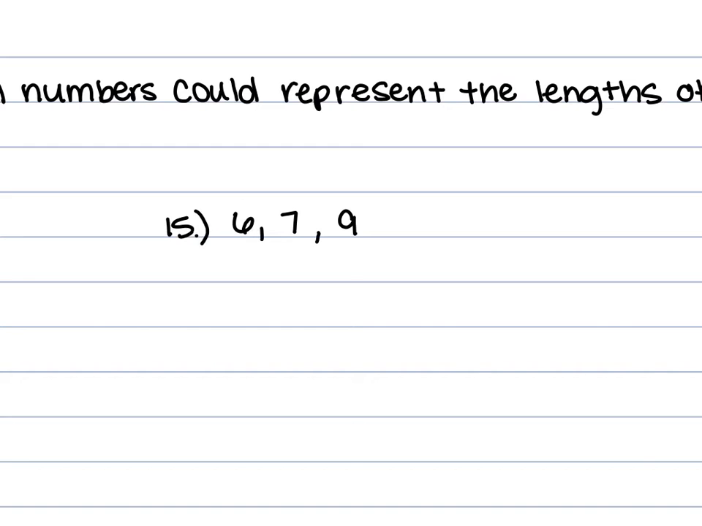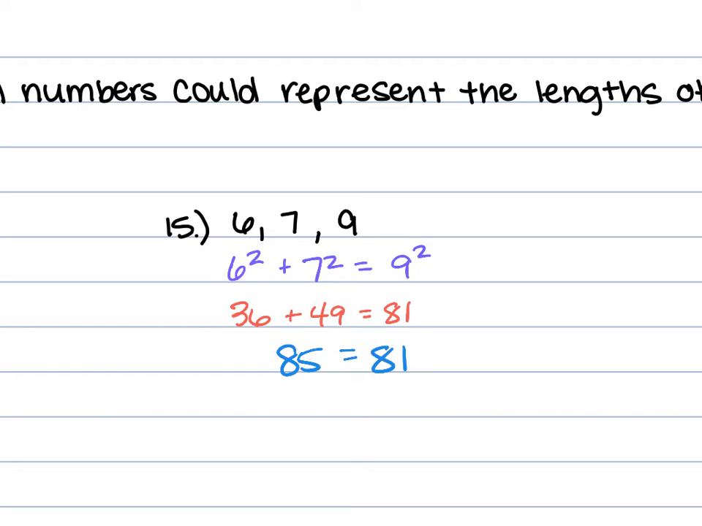For 15, we have 6, 7, and 9. So we're going to do 6 squared plus 7 squared is equal to 9 squared. So 36 plus 49 is equal to 81. The 36 plus 49 is 85. And 85 is not equal to 81, so this is not a right triangle.